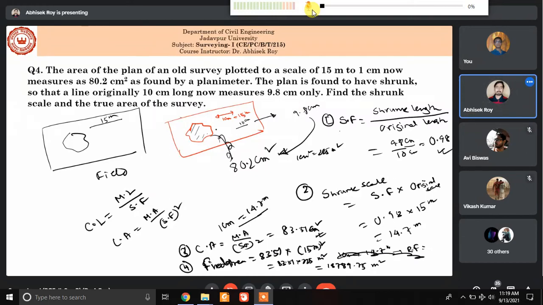Okay. So if you again have to plot, then this will be the actual area. You can't multiply 80.2 by 15 meters square. You can't do that. Then your area calculation will be wrong. Is it clear to everyone? So what is the importance of shrinkage factor or shrunk scale? So can I move to the next slide? Is it clear to everyone?